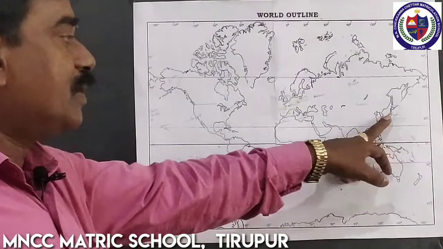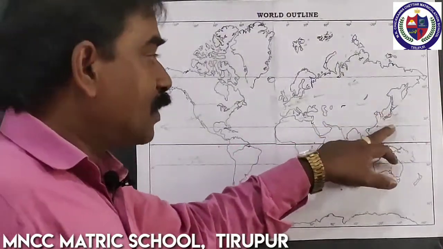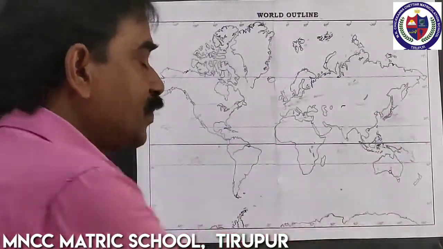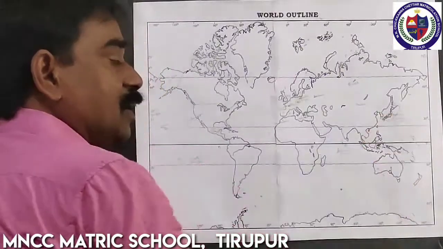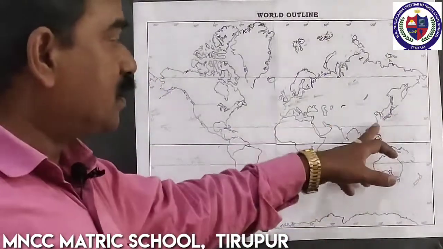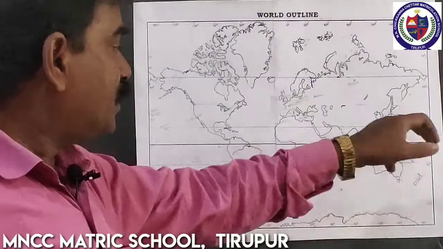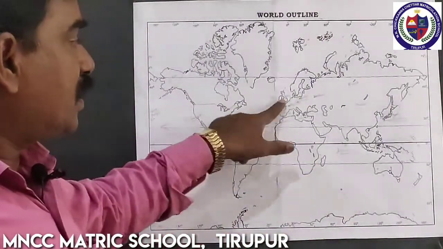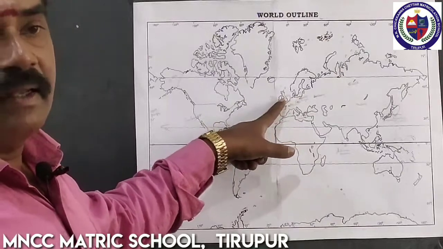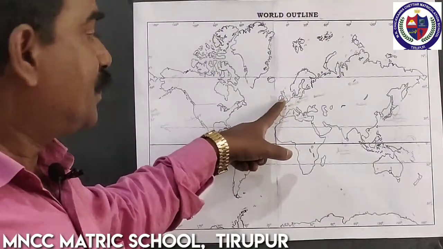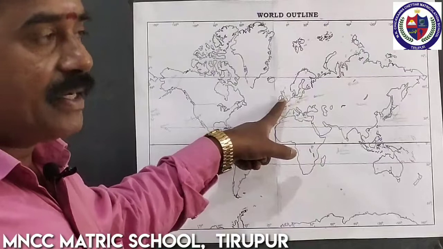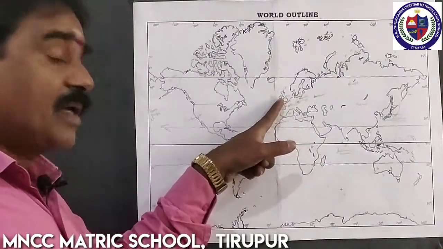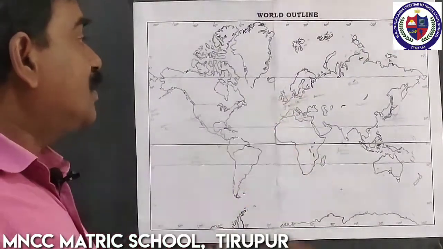In that, northern Japan, above is Hiroshima and below that is Nagasaki. Then this one is Indian Ocean and this one is England, Great Britain, UK. All are same.